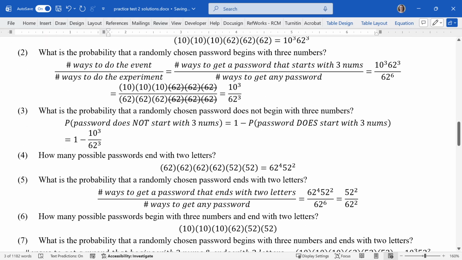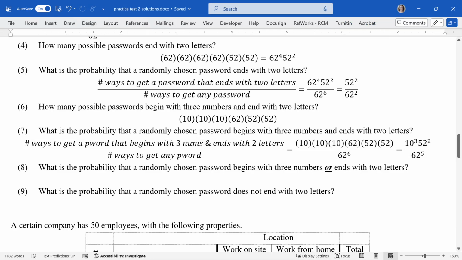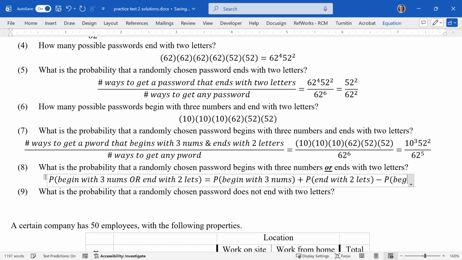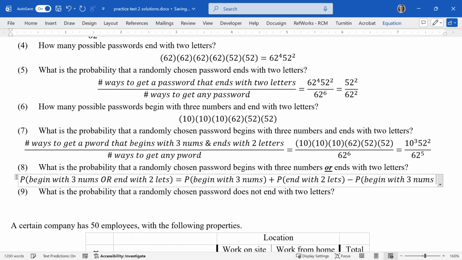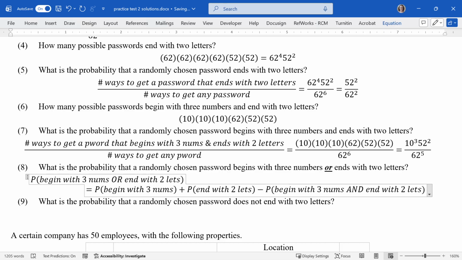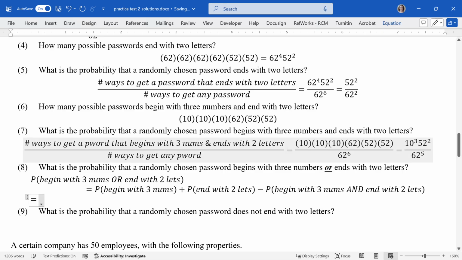Now we do have these answers from the previous questions here. So what we're going to do is probability of begin, let's just abbreviate it like this, begin with 3 nums or end with 2 lets is going to be probability of beginning with 3 nums plus probability of ending with 2 lets minus probability of both, so beginning with 3 nums and ending with 2 letters. Okay, and we should have all 3 of these numbers from previous questions.